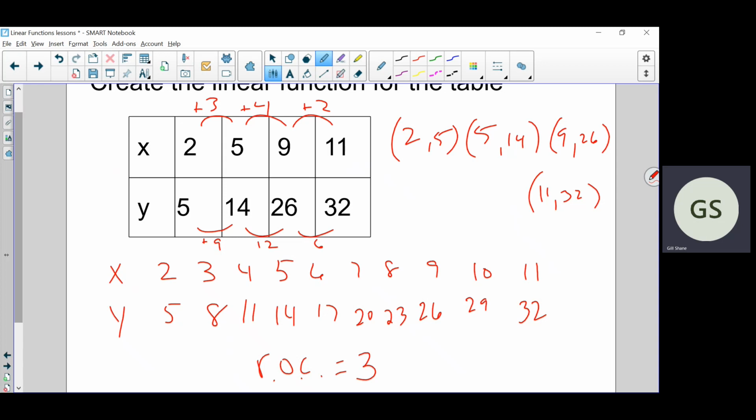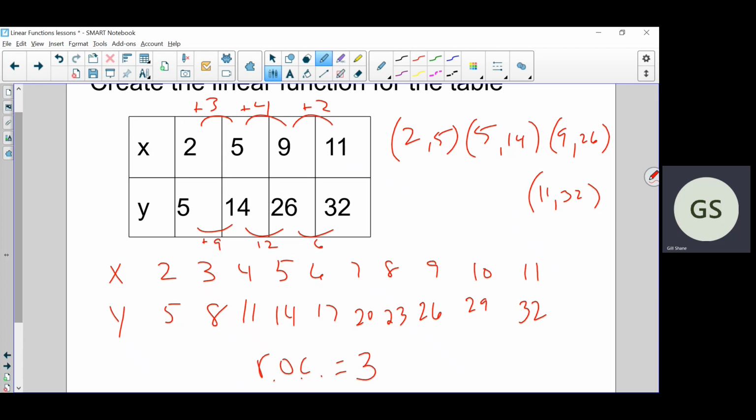If I say 14 subtract 5, isn't that 9? If I say 26 subtract 14, isn't that 12? Am I not really just subtracting to get those numbers? So I'm really doing what it says right there. I'm subtracting y values. Up here, I'm subtracting x values. 5 subtract 2, 9 subtract 5, 11 subtract 9. All you're doing to get the rate of change is you're just subtracting, and it doesn't matter which ones you pick, which I'm going to show you in a second.